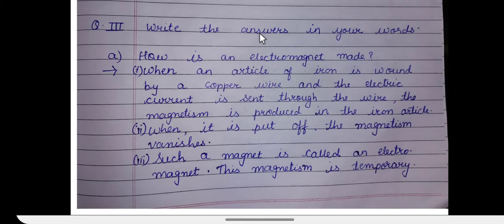Question number 3. Write the answers in your words. A. How is electromagnet made? Point 1. When an article of iron is wound by a copper wire and the electric current is sent through the wire, the magnetism is produced in the iron article. Point 2. When it is put off, the magnetism vanishes. Such a magnet is called an electromagnet. This magnetism is temporary.